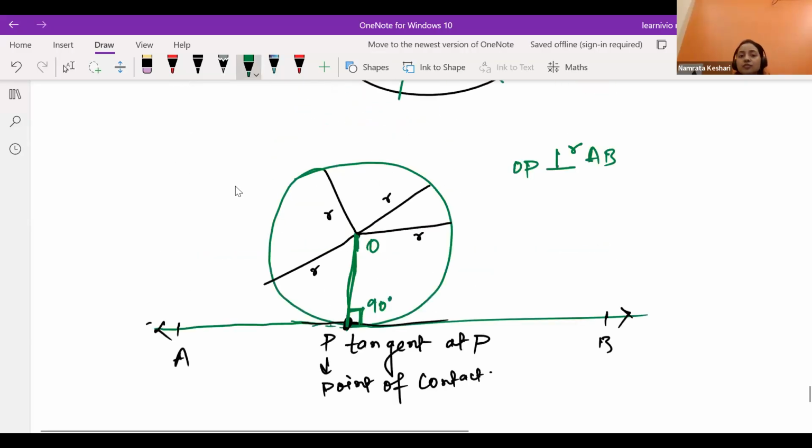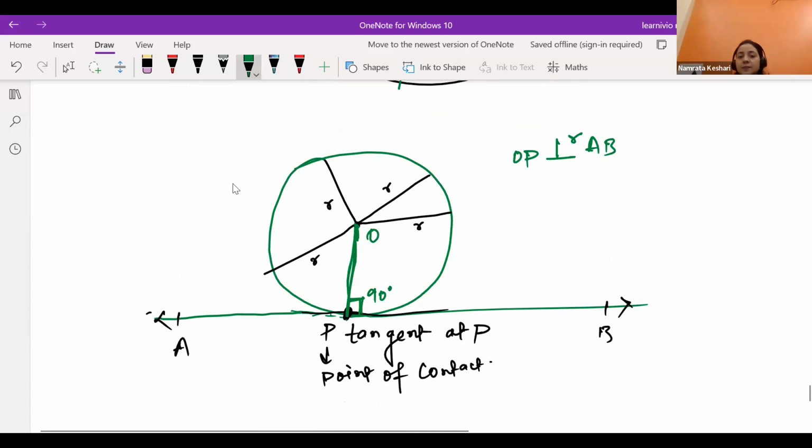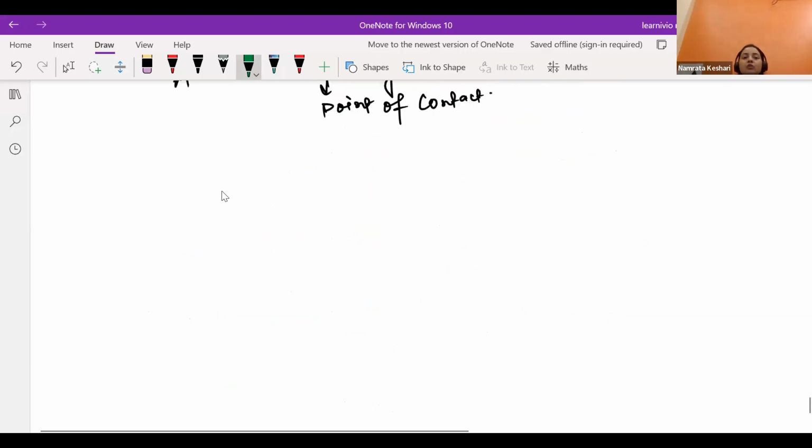Yesterday, is it clear so far, Sumaya? What is a tangent? Yes, ma'am. When you draw a radius through the point of contact, that radius only will make 90 degrees with the tangent. That's it.